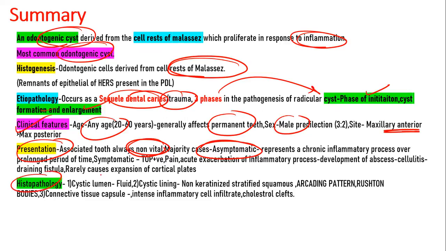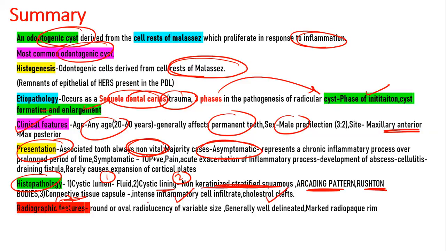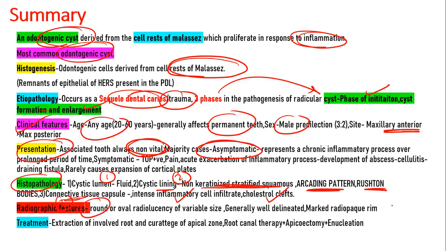The histopathology, we've studied it in 3 steps: the lumen with low concentration fluid, the lining epithelium, which was non-keratinized stratified squamous epithelium in an arcading pattern with Rushton bodies, and the third was the connective tissue capsule with intense inflammatory cell infiltrate and cholesterol clefts. Radiographically, it was a well-demarcated round or oval radiolucency. Treatment: RCT with enucleation or extraction with curettage.